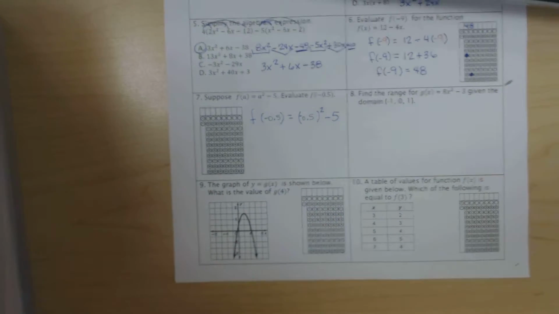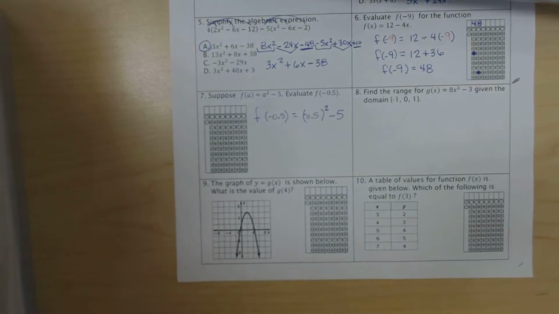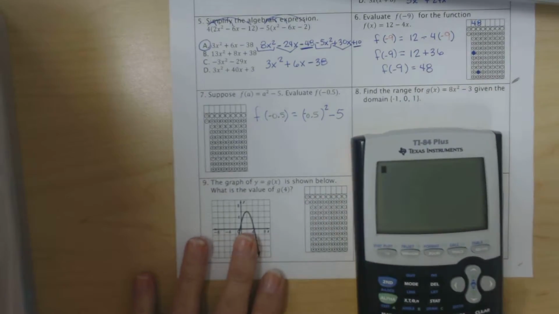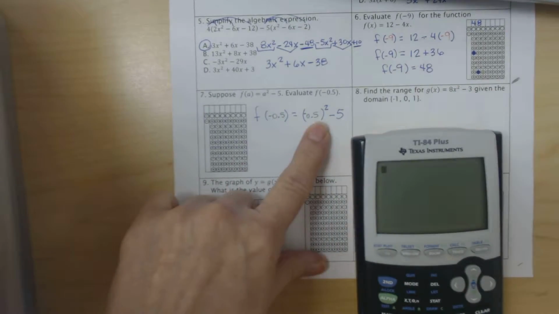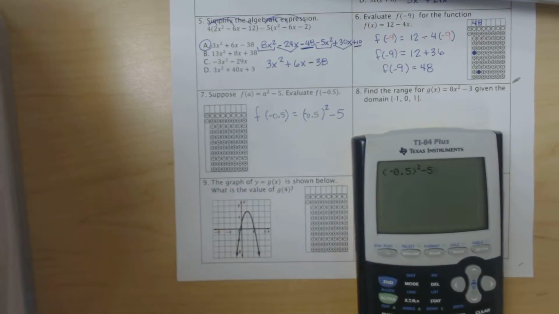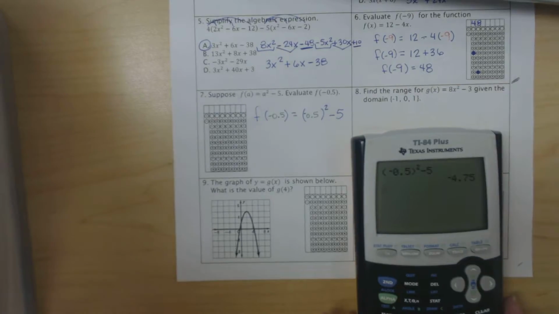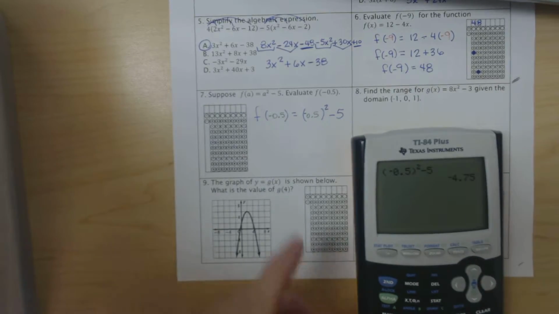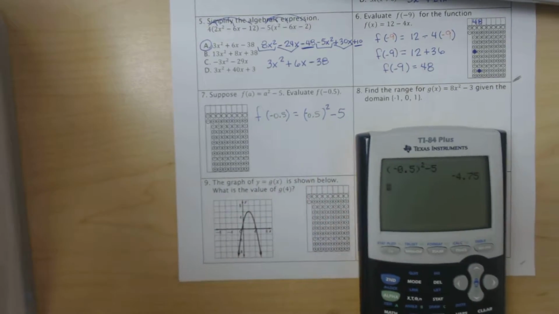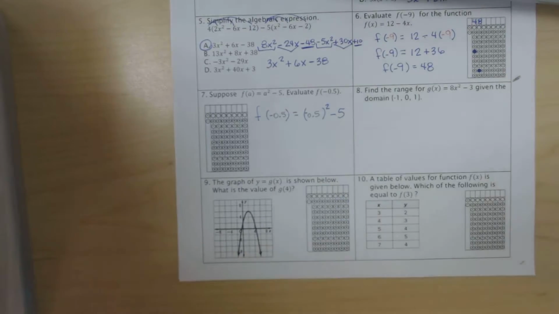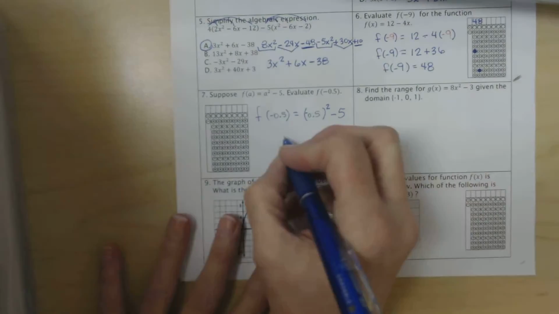So now we're just going to take the calculator. Here we have our calculator, and we're just going to type this in exactly as is. Open parentheses, negative 0.5, close parentheses, square it, and then subtract 5. Our answer then is negative 4.75. So I just typed it in exactly as it was from the skeleton, and the calculator did the arithmetic for me.